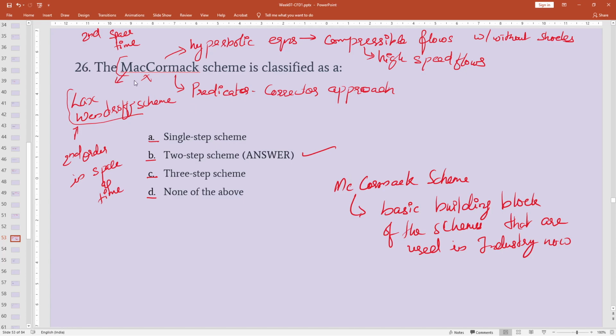So this question is about how the McCormack scheme is classified. It's a two-step scheme, and the two steps are prediction and correction. In the first step, we will be doing prediction. We will be modeling it to predict things, suppose guess things, and in later steps we will reduce the errors or uncertainties linked to the predictions made. So in that way, McCormack scheme is a two-step scheme.